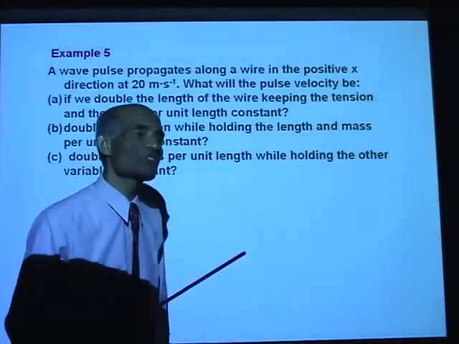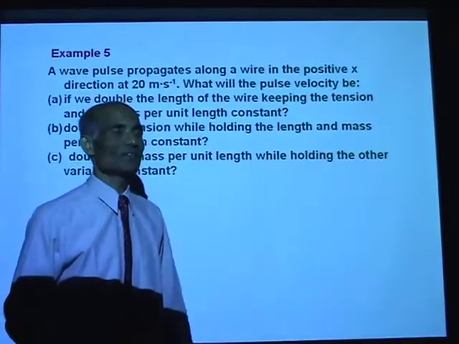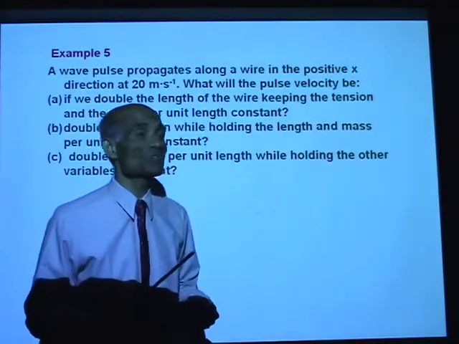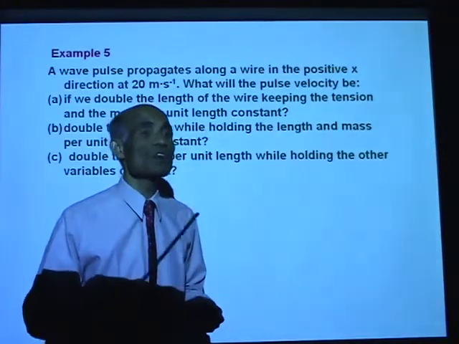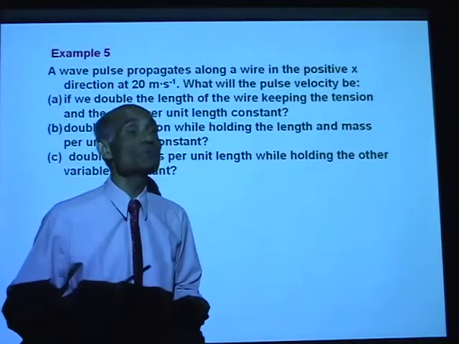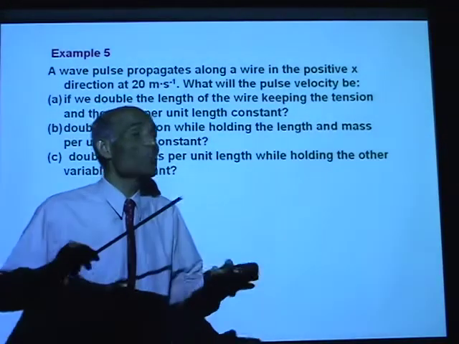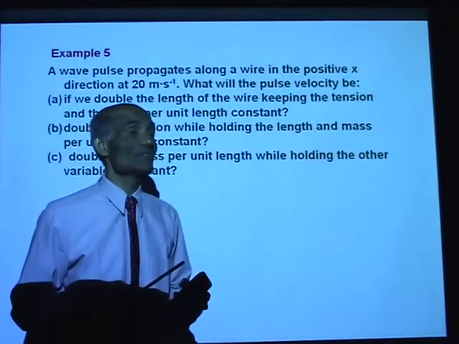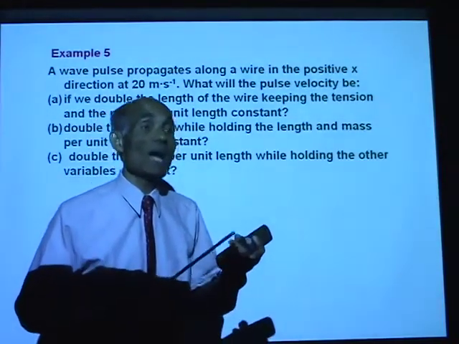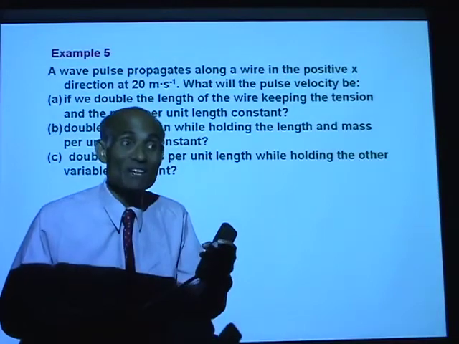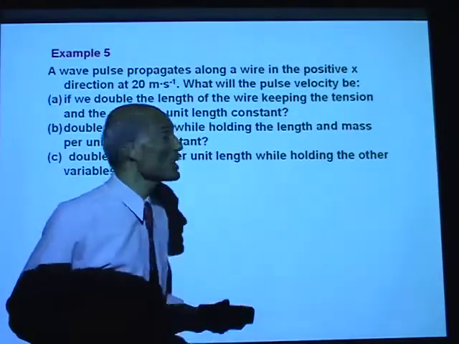Now, what are the factors on which the speed of wave depends? If you recall that equation, what's the equation for the speed of wave? V equal to square root T over mu. Well, does it depend on the length? No, it only depends on tension and mass per unit length. You see, the speed does not depend on length.